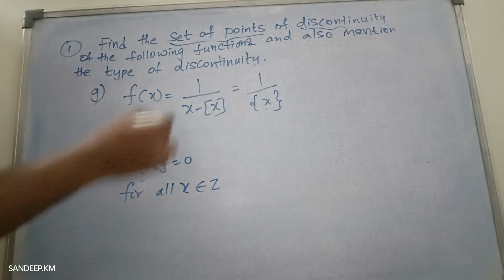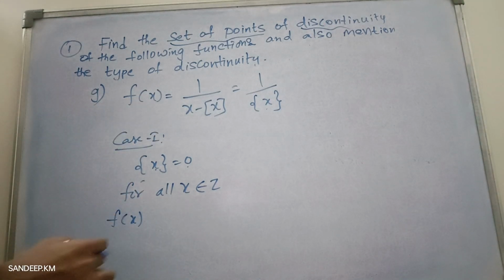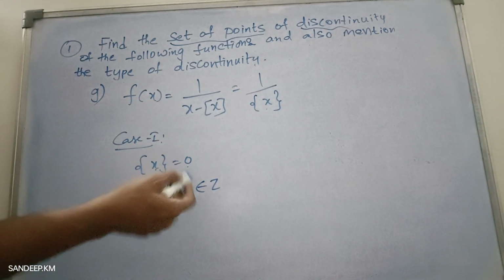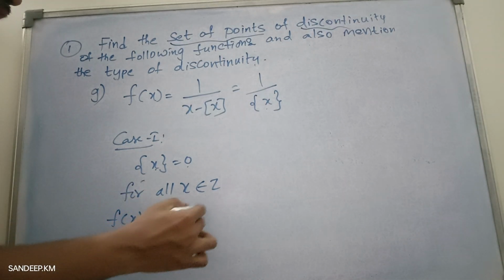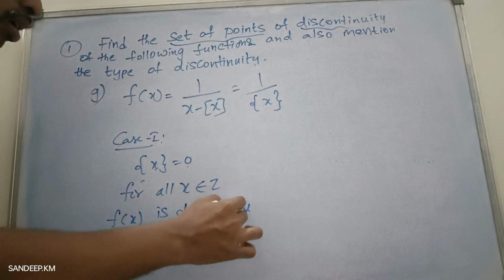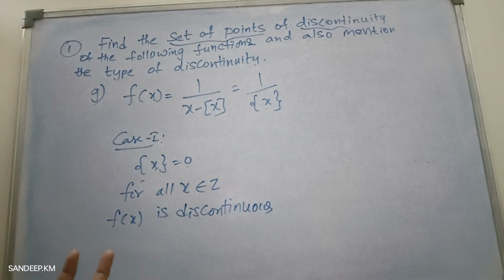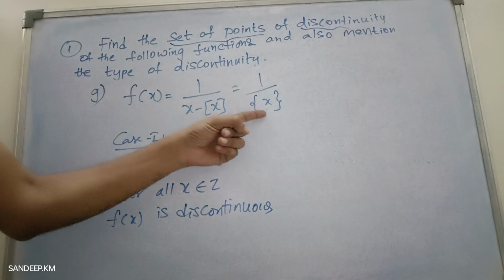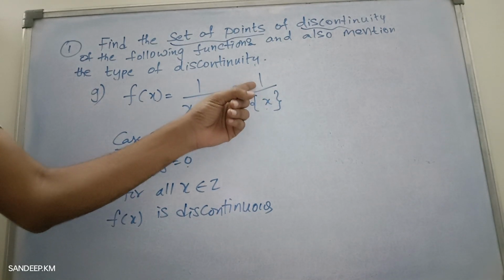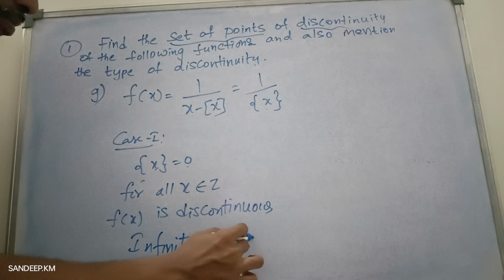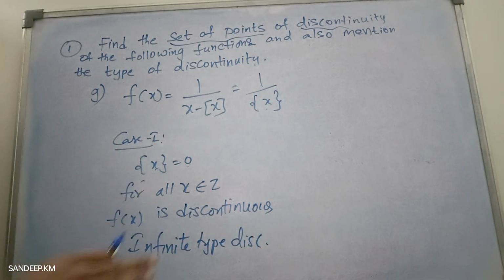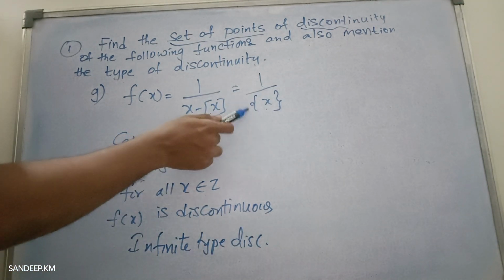So therefore the function f of x is discontinuous for all x belongs to Z. Obviously, what type of discontinuity, dear students? When the denominator is becoming 0 and the numerator is a finite non-zero number, you are getting what type of discontinuity? You are getting infinite type discontinuity. So at every integer this particular function is discontinuous.